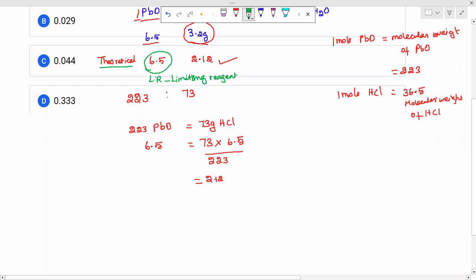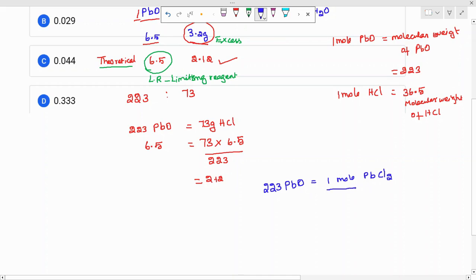The theoretical value will be 2.12 gram, but here we have taken 3.2 gram. So 3.2 gram will be excess. The excess reagent will not be a limiting reagent. So BPO is the limiting reagent. Now I am going to use the BPO to calculate the final number of moles. If you take 223 gram of BPO, then you will get 1 mole of BBCl2 according to the stoichiometric equation. 1 BPO gives 1 mole of BBCl2.